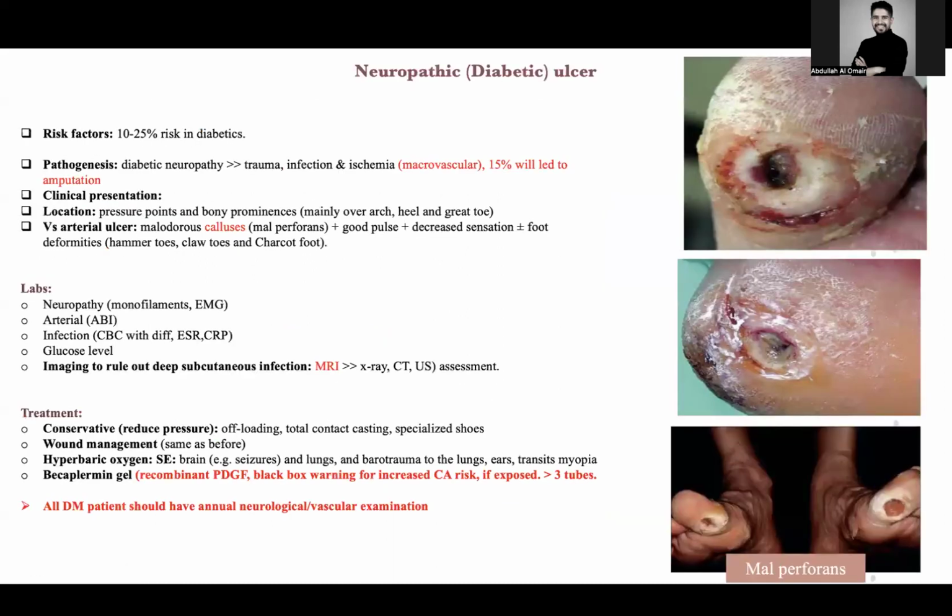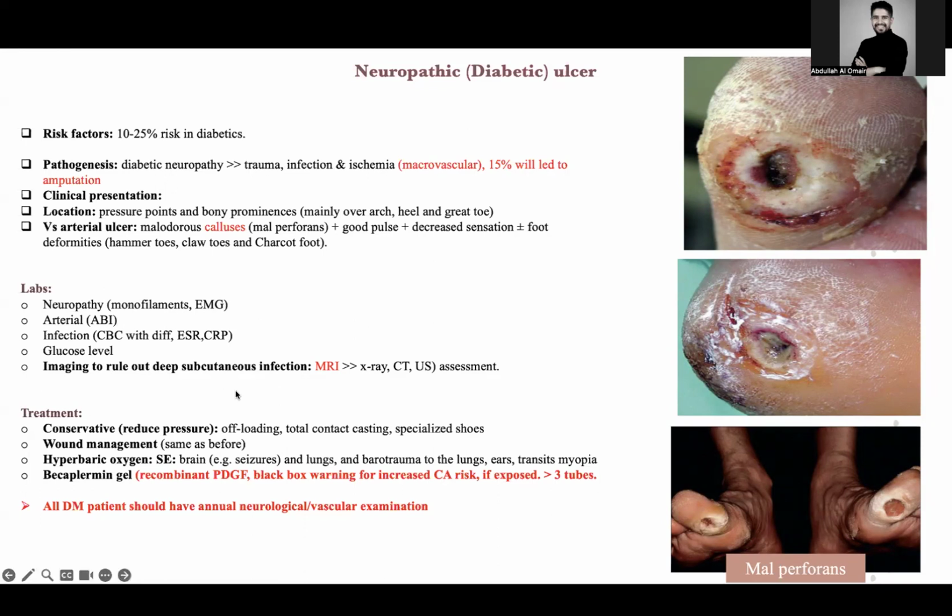Now neuropathic ulcer, which is common in Saudi, has different risk factors in these patients: trauma, infection, ischemia, different parts that may enhance the neuropathic ulcer. As we said before, compared with arterial ulcer, here we have really good pulses at the same time. The same investigation, the same approach. Sometimes we can do MRI for these patients, especially if we need to rule out underlying connective tissue infection in the same region.